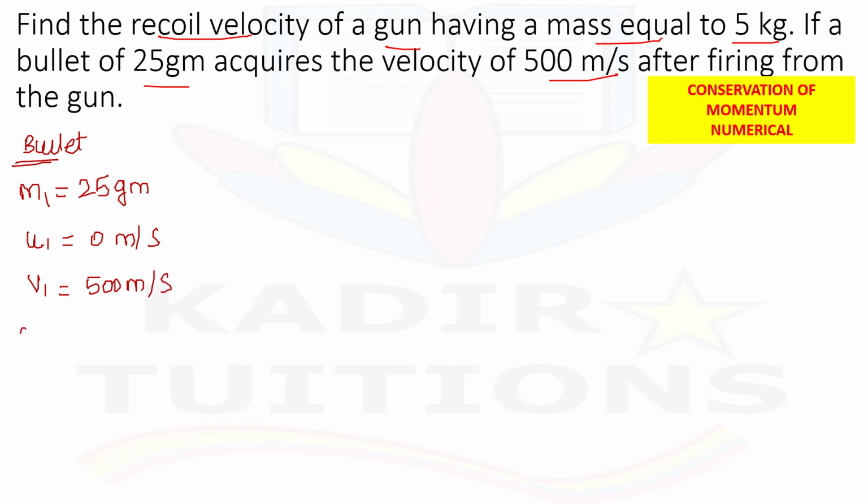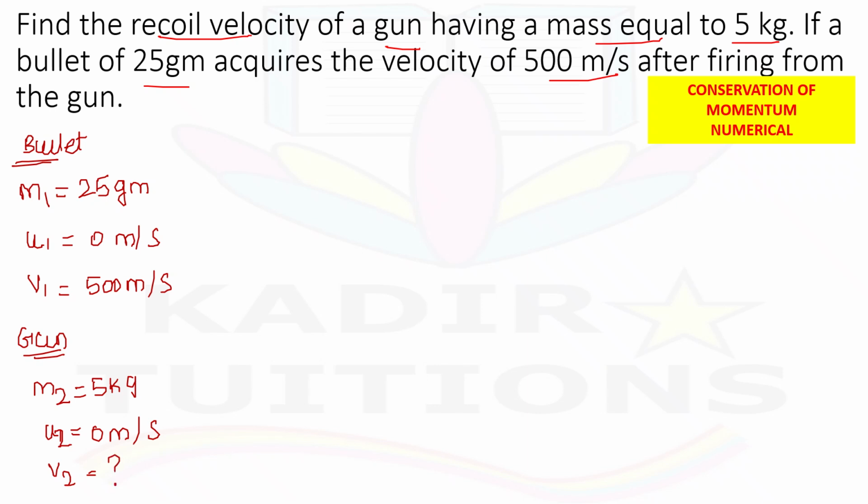Now we are going to write for the gun. We can consider the mass of the gun as m2. The mass of the gun is 5 kg. And what is the speed of the gun before firing? That means u2 equal to 0 meter per second. And what about the recoil velocity? After firing, the gun will be doing the recoiling process. So the recoil velocity of the gun is nothing but v2. That is what we are going to find.